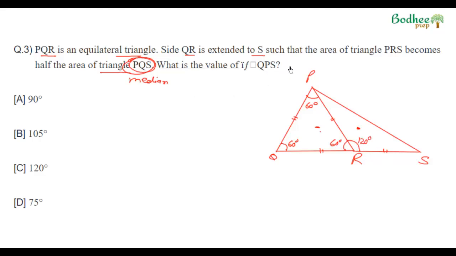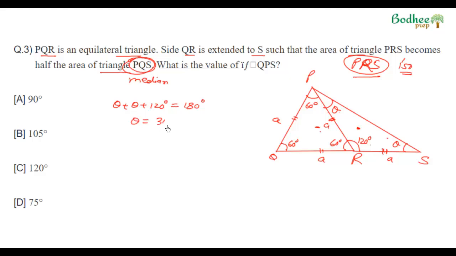Further, if you focus on triangle PRS, then this is an isosceles triangle. Now, why is this an isosceles triangle? Because these two lengths are equal. Both are same. Let us assume them to be A. Now, since it's an isosceles triangle, if this angle is theta, then this angle will also be theta. Now, the sum of these three angles in the triangle should be equal to 180 degree. So clearly we can say that theta plus 120 degree should be equal to 180 degree. On solving, we'll be getting the value of theta to be 30 degree.